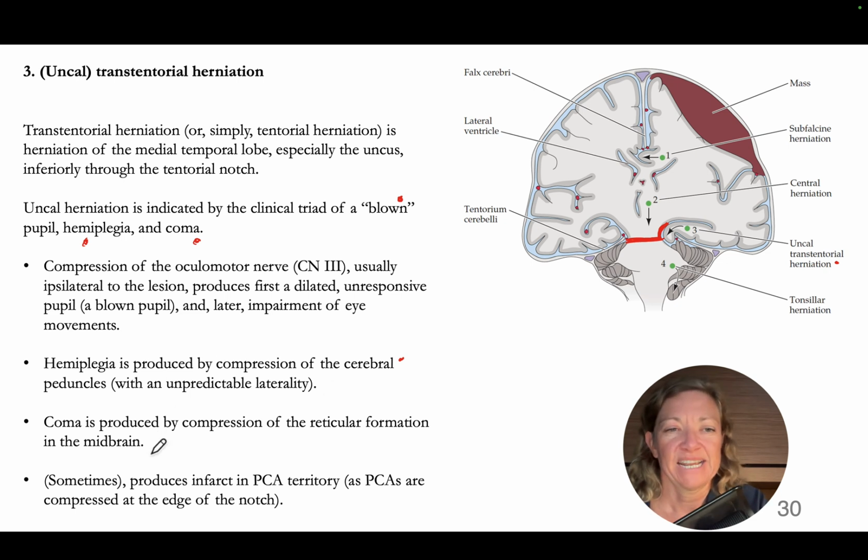The final indicator is coma, and this is produced by direct compression of nuclei in the midbrain, called the reticular formation. So this diffuse collection of nuclei is critical for consciousness. And the compression of those at the level of the tentorial notch results in coma. Finally, sometimes, as we saw, there can be compression of one or both PCA arteries at the edge of the notch, and so that produces an infarct in PCA territory.